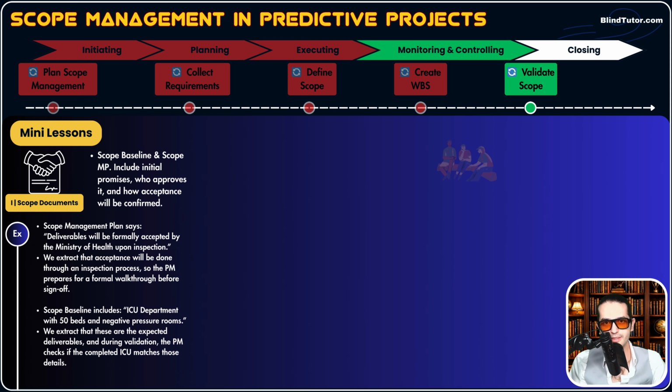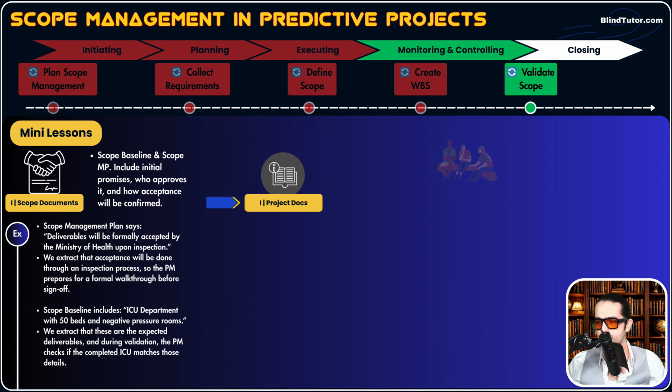For example, in a scope baseline of our hospital project, it may say ICU department with 50 beds and negative pressure rooms. Okay, so we extract these are the expected deliverable. And during validation, we go and inspect if really 50 beds and all negative pressure rooms are delivered or not. Maybe they delivered only 40, but in the scope baseline, it is mentioned 50. So these two don't meet. So we reject that deliverable. By we, I mean the sponsor or client reject that deliverable. This is how scope management plan and scope baseline help us as an input in the validate scope process.